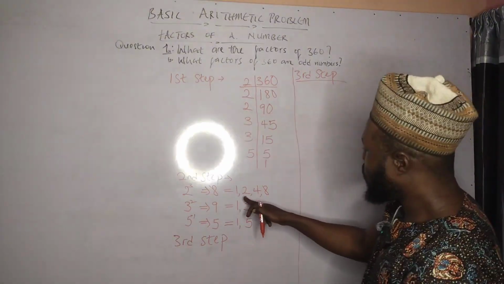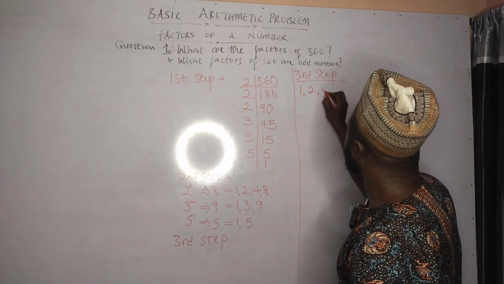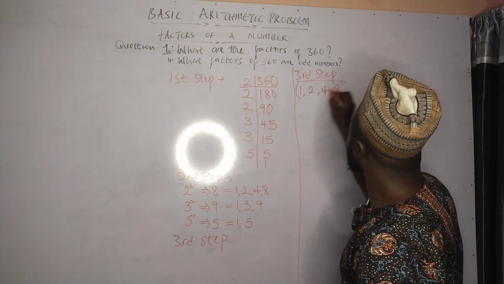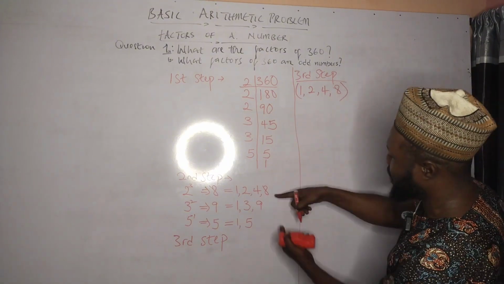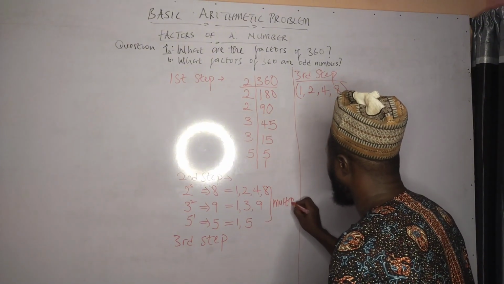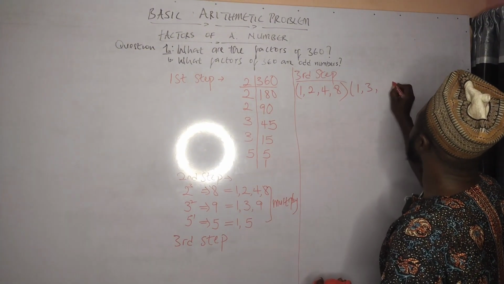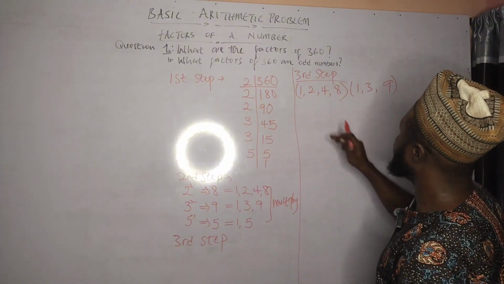You can now say 1, 2, 4, 8. We want to multiply it by this one. Let's multiply it by 1, 3, 9. Let's see what we are going to get as answer.